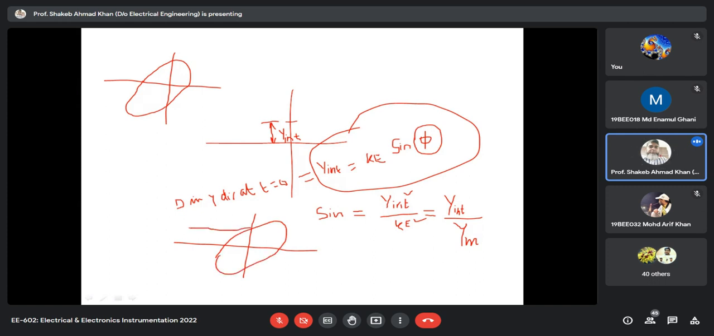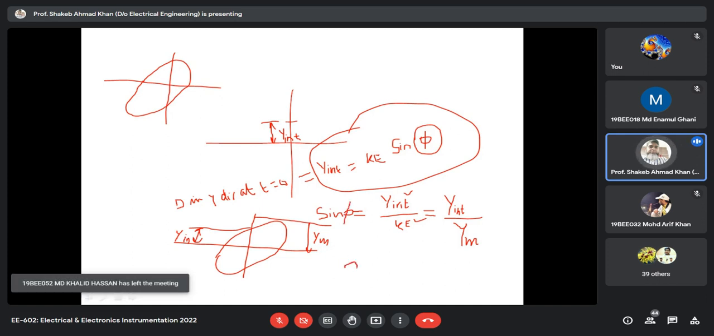So this is your y int in this pattern, and this is your maximum y. This is the maximum y, y max. So by noting down the number of divisions here and the number of divisions here, the ratio will be equal to sine phi. But we are not interested in finding sine phi, we are interested in phi, so it will be sine inverse of this ratio.